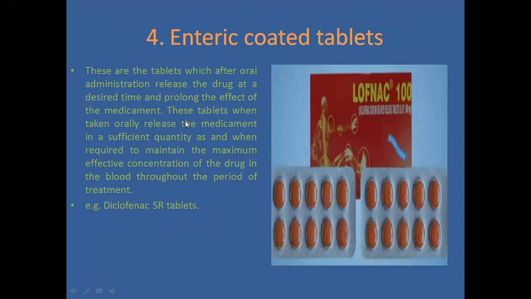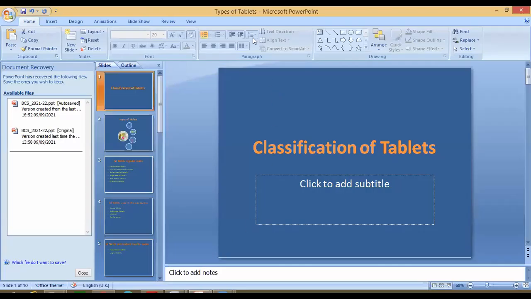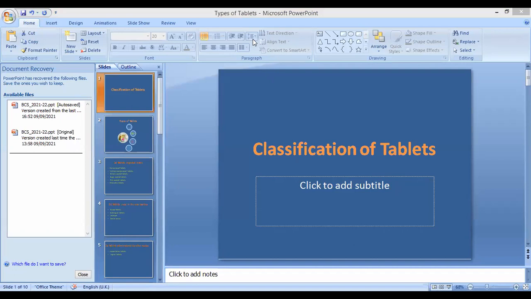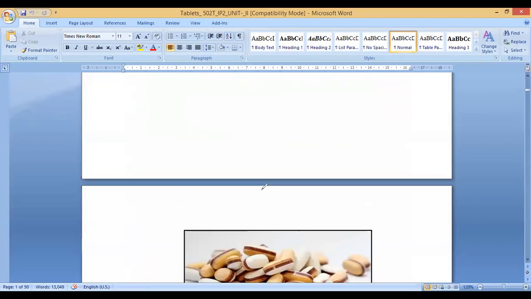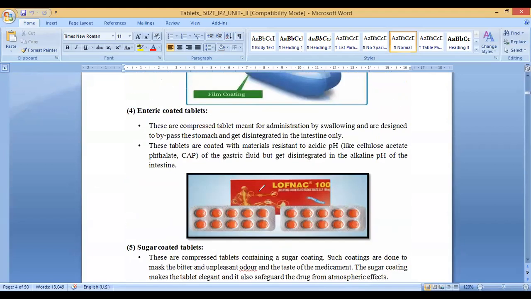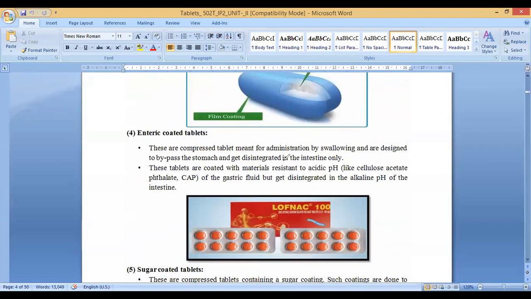Okay, now coming to the next type, that is enteric coated tablets. Now instead of, let me jump this. The presentation is incomplete from my side, so let me move to this part. Okay, can you see the Word document which I have shared with you? Can you see it? Yes, yes sir.